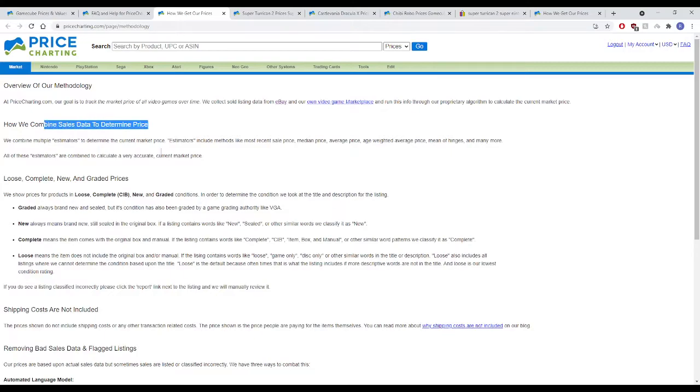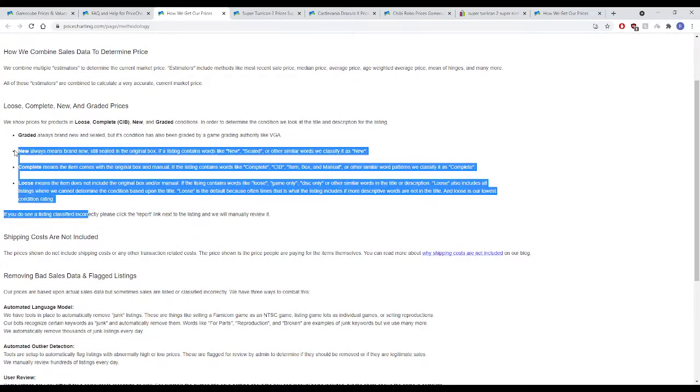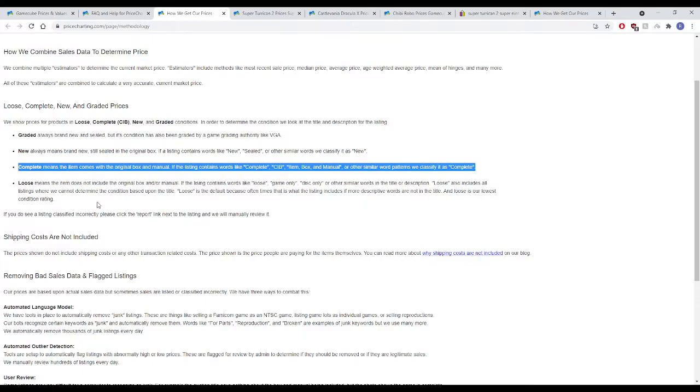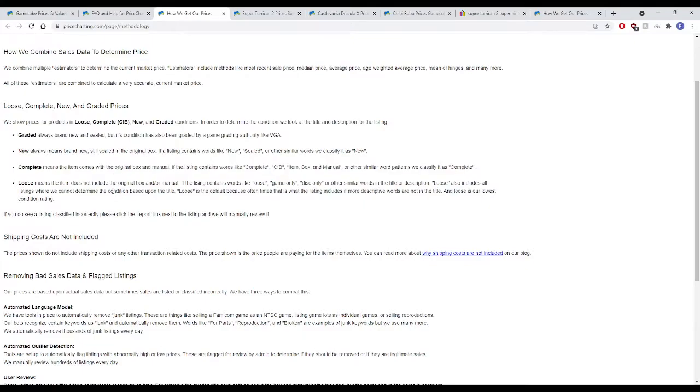So, how we combine sales data to determine price. We combine multiple estimators to determine the current price. Estimators include methods like the most recent sale price, the median price, the average price, the age-weighted average price, mean of hinges, and many more. All of these estimators are combined to calculate a very accurate current market price. And you can see then he goes into conditions. Complete means box and manual, does not mean inserts, does not mean this or that. He is just looking at it and saying, does it have a box and manual? Okay, that's complete. Loose just means it's missing something.